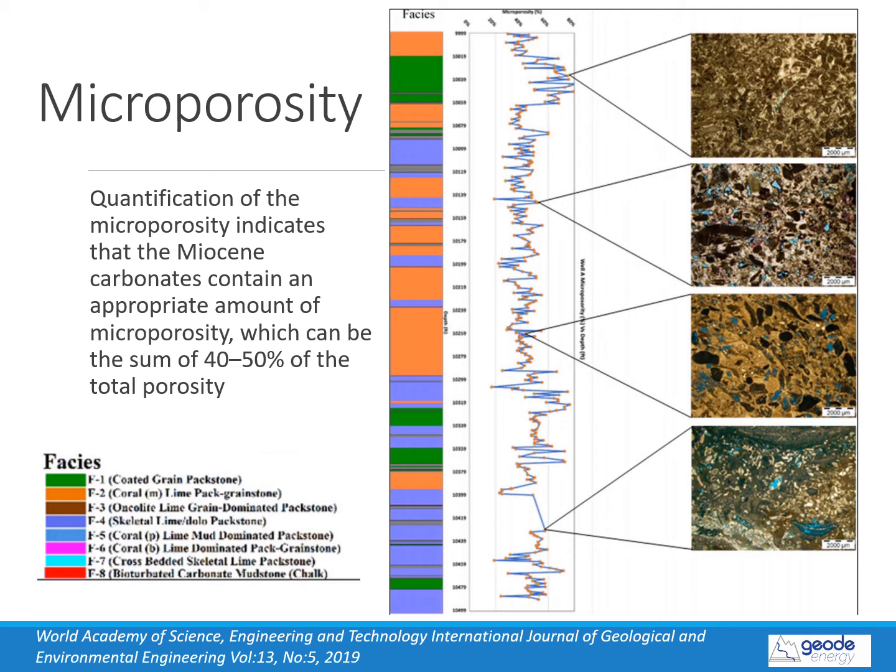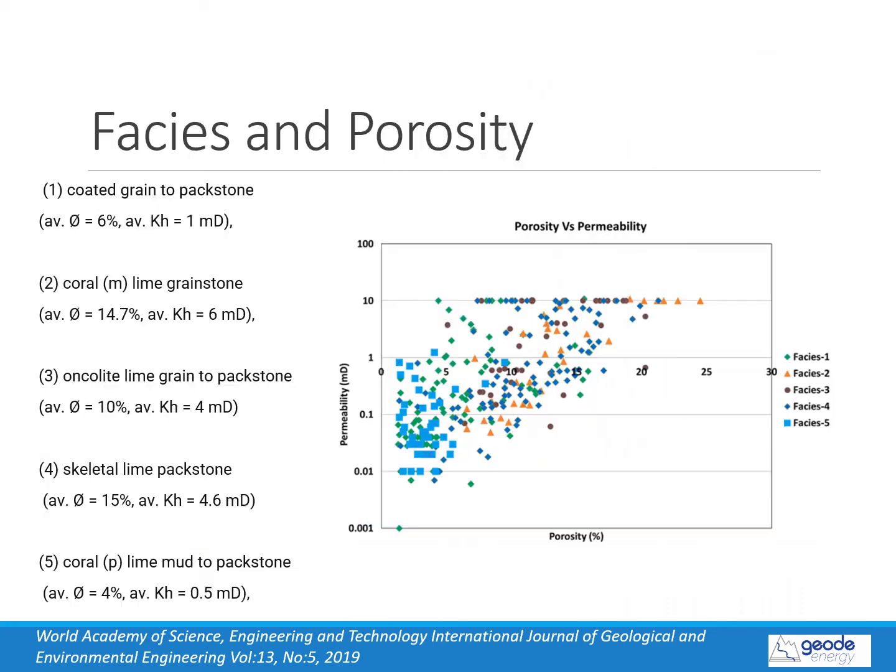Miocene carbonates contain an appropriate amount of microporosity, which can be the sum of 40 to 50% of the total porosity. If bound water is retained in these micropores, the logs can often look water wet in an oil and gas rich zone. When we cross-plot porosity versus permeability and shade the facies, we see the best quality facies is the coral lime grainstone, and the worst being the coral lime mud to packstone. However, there is a fairly poor grouping which suggests that an overprint of diagenetic control is in place.